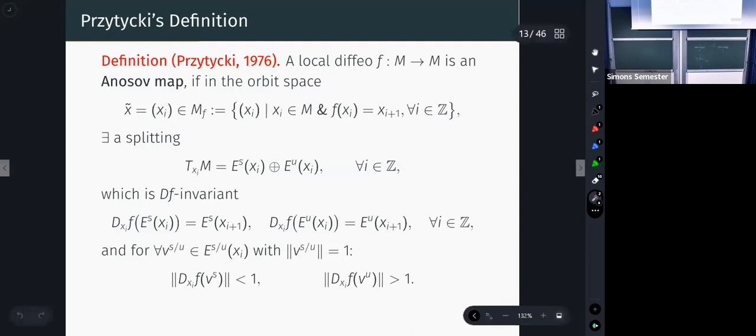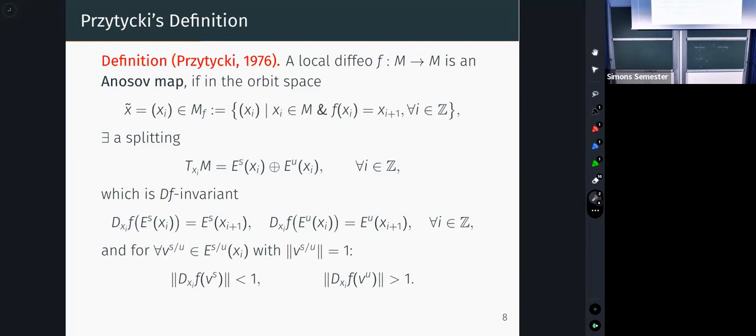And later, Felix gives the definition, but just in the orbit space. We look at a local diffeo and we say it's an Anosov map if, looking in the orbit space, which is actually an infinite product of M, a closed subset such that it is actually a sequence of points in M, and for every i, f maps x_i to x_{i+1}.